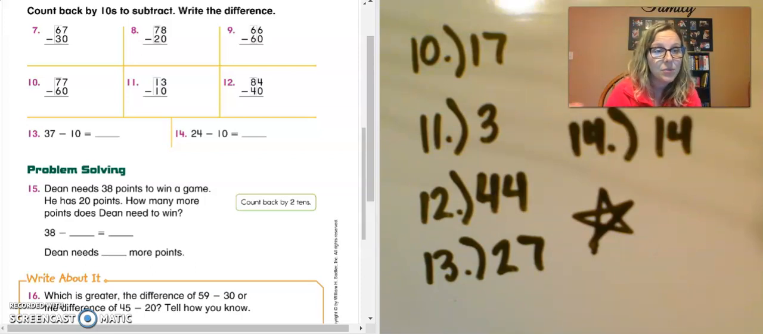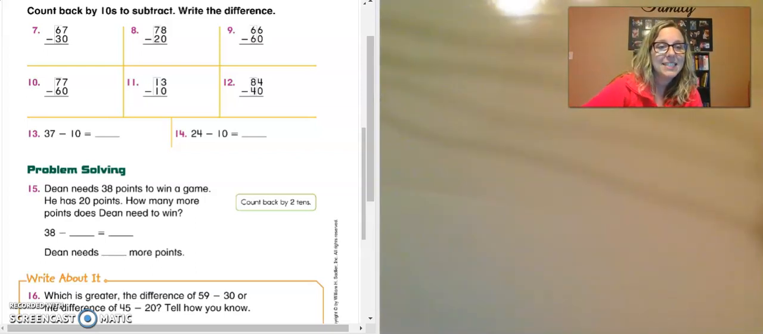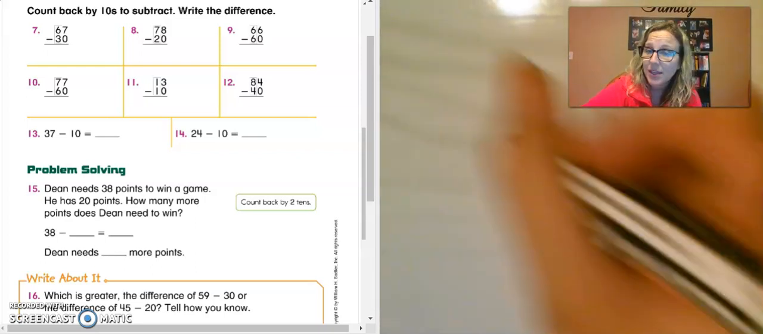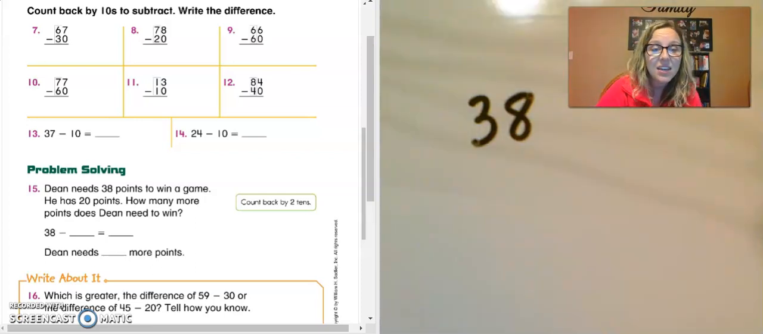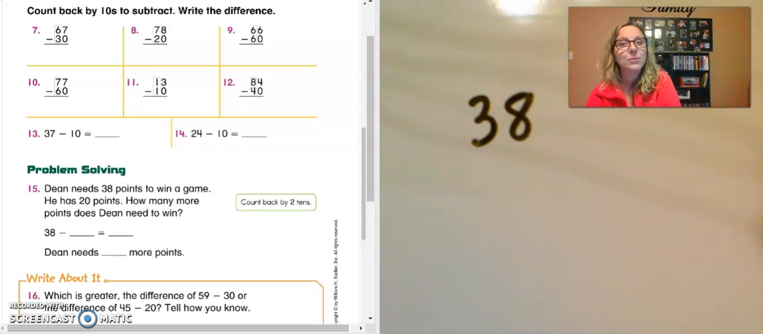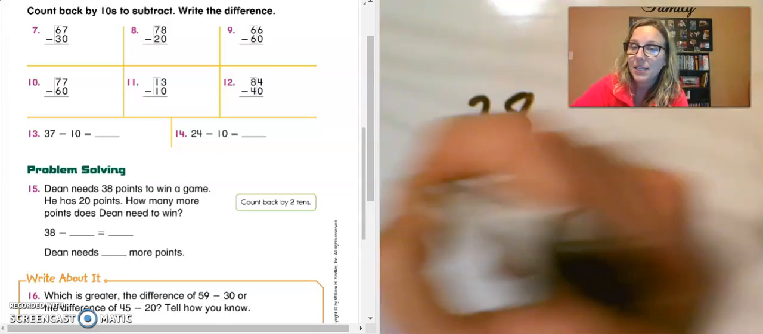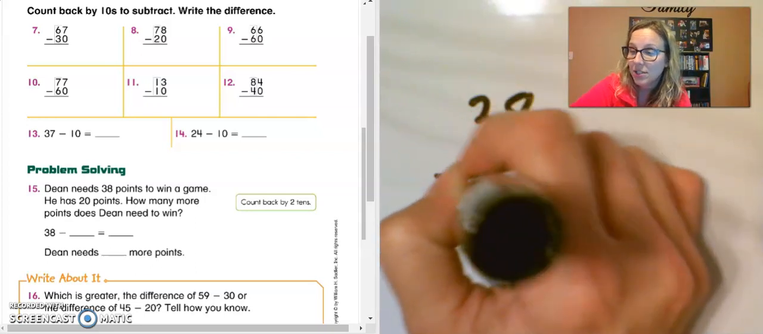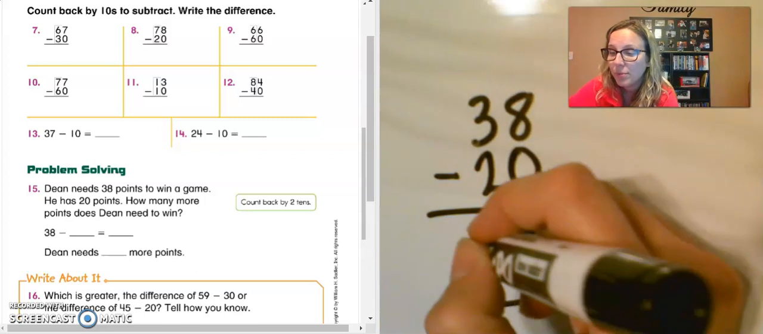All right, let's do number 15 together. Number 15 says Dean needs 38 points to win the game. So I'll put that number here. 38 points is what he needs to win. He already has 20 points. So how many more points does he need? We hear that phrase, how many more. Remember, whenever you hear how many more or how many less, we know we're looking for a difference. So we are subtracting. So if we take the number he needs and we take away 20, which is the number he already has, the difference will tell us how many more points he needs.